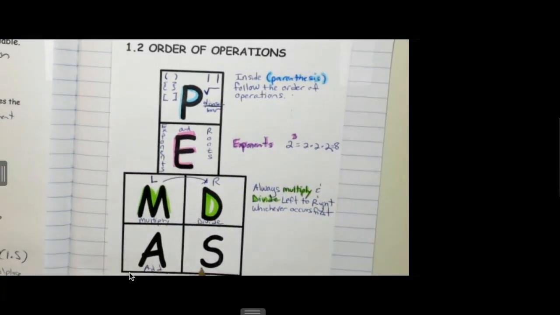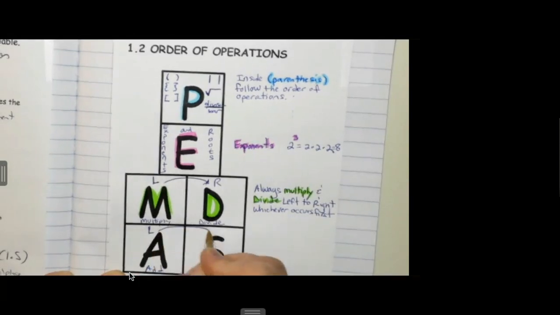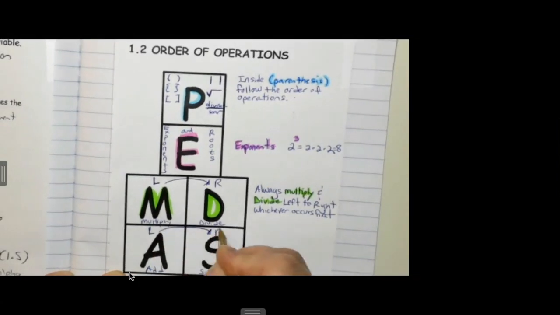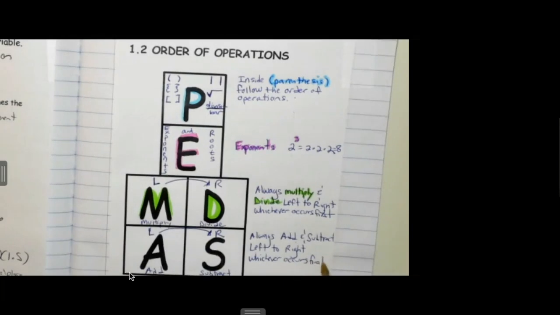And that would also be true for adding and subtracting. That would be left to right. Add and subtract, left to right, whichever one occurs first.